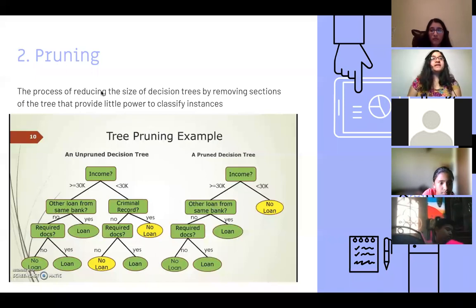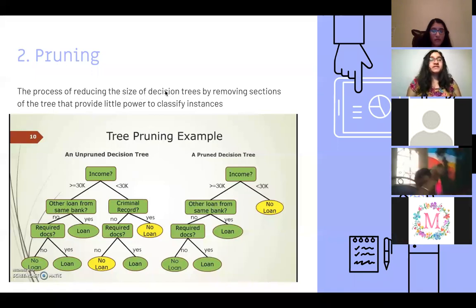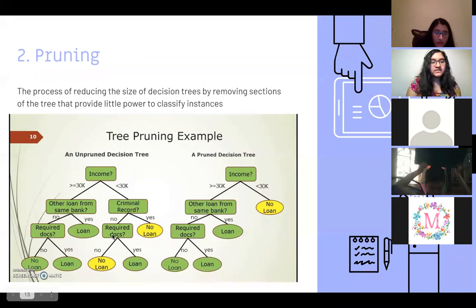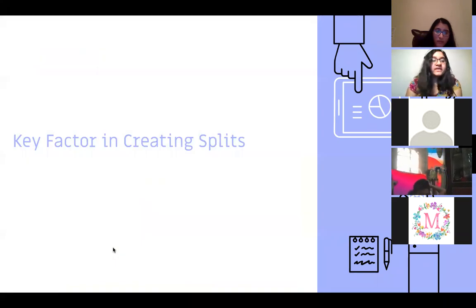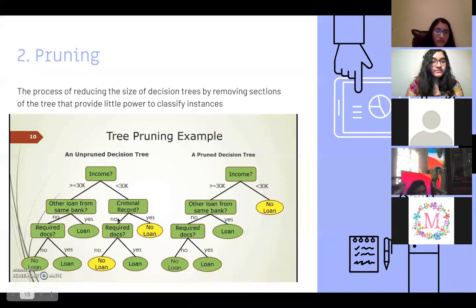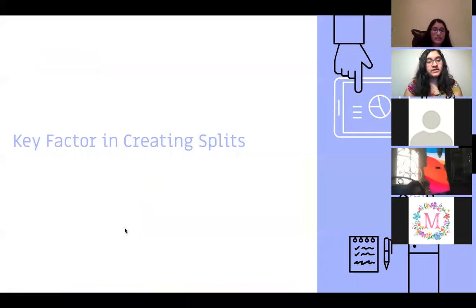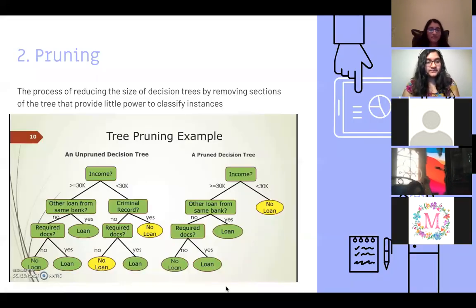All right, and so the next thing we want to go over is pruning. So this essentially is the simplification of these decision trees by removing sections of the tree that provide little power to actually classify. What we might notice looking at this tree pruning example is that when income is less than 30K, it seems that we might have data that would have created the tree initially on the left side. And so we might have had a few data points that had a criminal record, and out of those, all of these other categories were still existing.